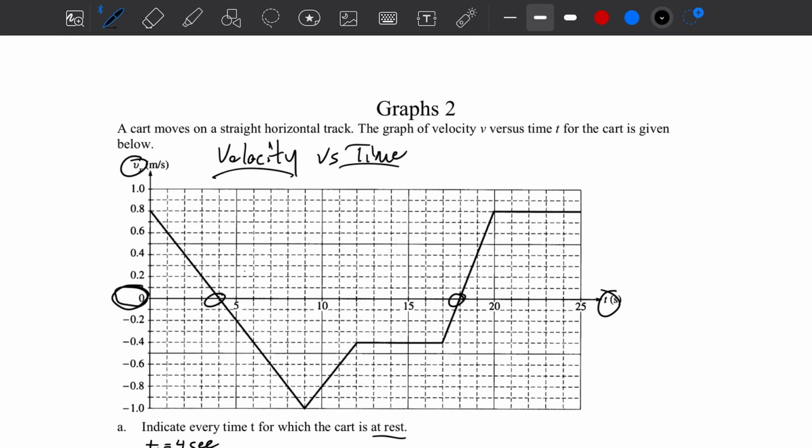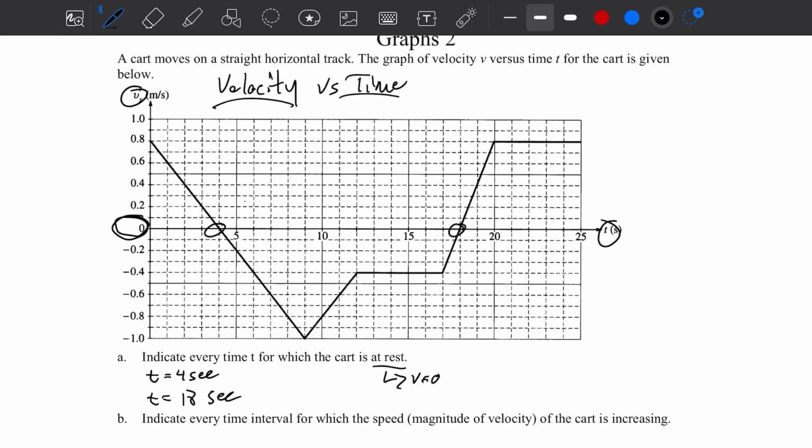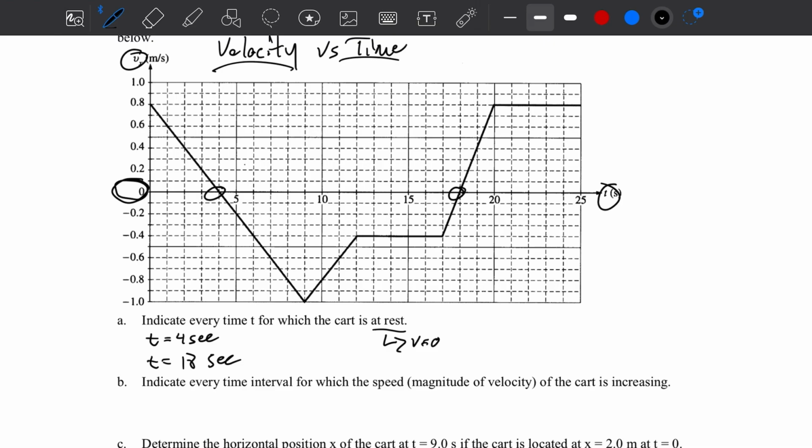The first question asks us to identify anytime the cart is at rest. This is anytime the line crosses the horizontal axis. 4 seconds, 18 seconds. That's where we're seeing us cross the horizontal axis, so we're hitting a velocity of 0.